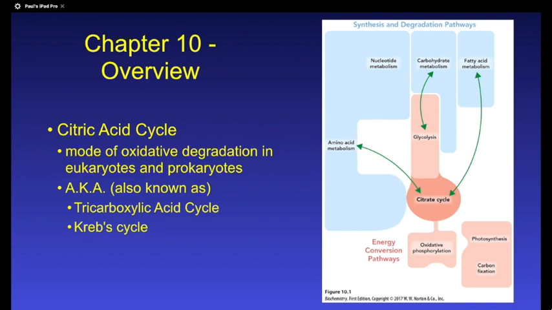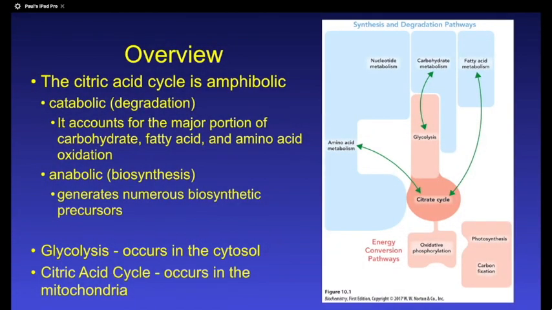Okay? Citric acid cycle, all right, is a mode of oxidative degradation, also known as the tricarboxylic acid cycle or the Krebs cycle. Why the Krebs cycle? Dr. Krebs worked on it. Okay? Now, citric acid cycle is both a catabolic or degradative and an anabolic or biosynthetic pathway.